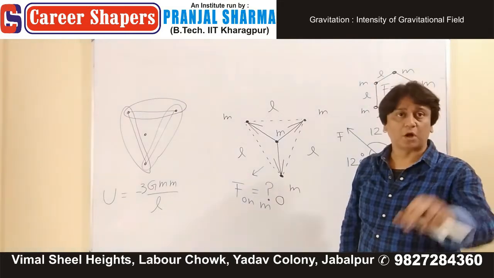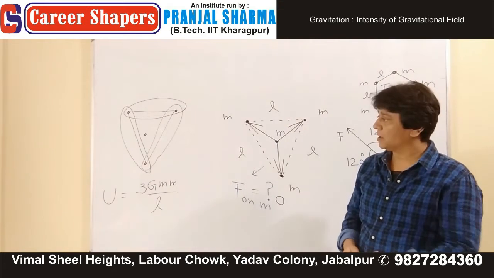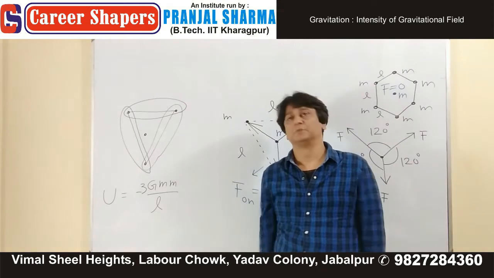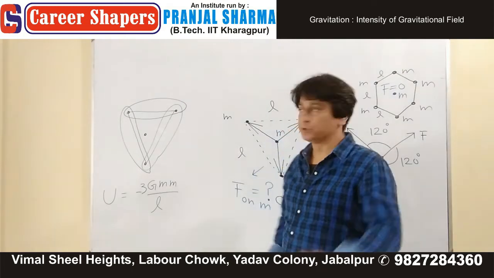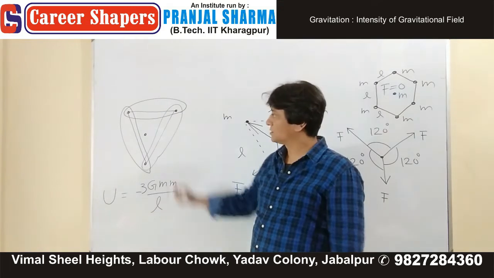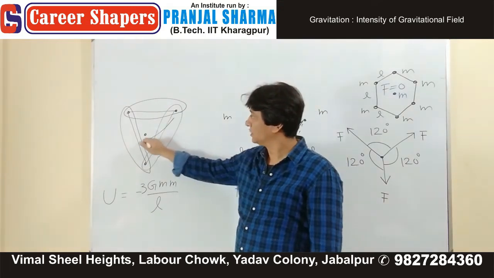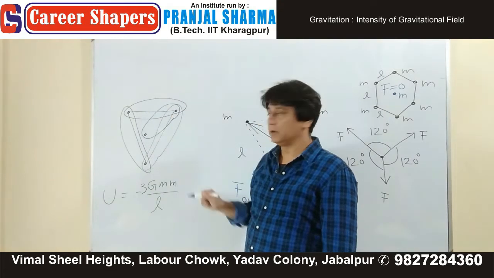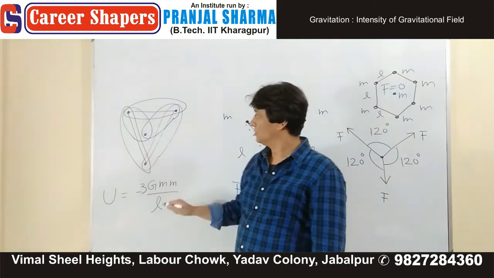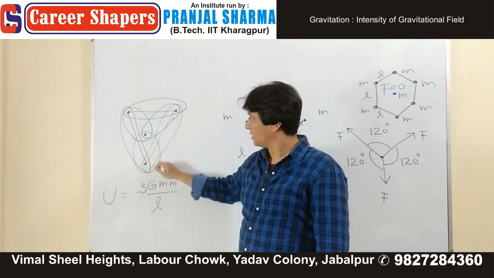But the question is still not complete. Potential energy of point masses is taken pairwise. So how many pairs do you see? 1, 2, 3. Any other? Yes. Look at this one. 1, 2, 3.